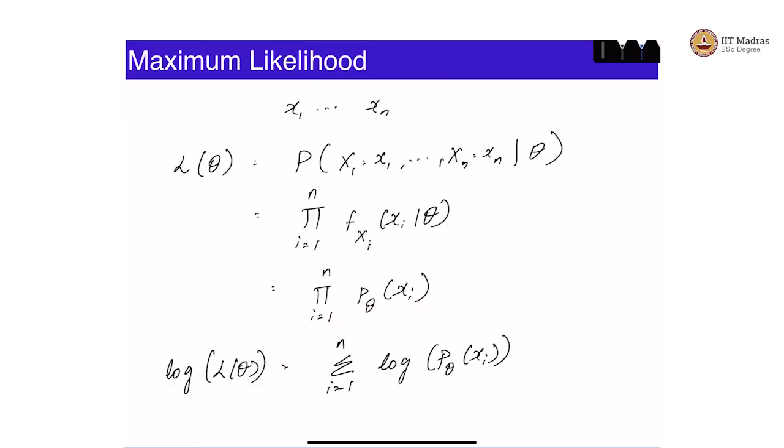Maximizing the likelihood is the same as maximizing the log likelihood because log is a monotone function. Sometimes, instead of maximizing the log likelihood, you might minimize the negative log likelihood. Let's call the risk function r of theta to be the negative log likelihood, which is minus log L of theta.